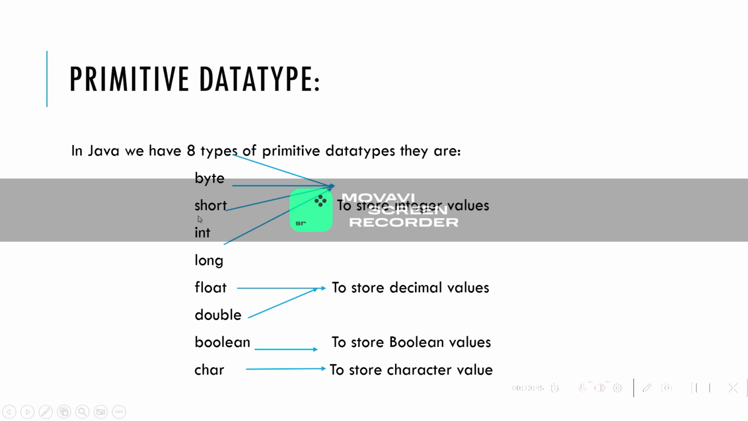So these four are used to store integer values, these two are used to store decimal values, boolean is used to store boolean values, and char is used to store character values. Let us see them one by one. Byte, short, int, long, float, double, boolean, char. These are the 8 primitive data types. If you want, you can write it in a note and learn it on your own.